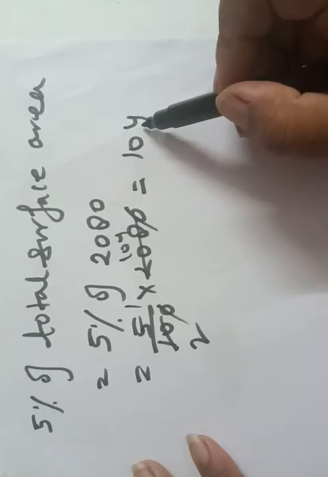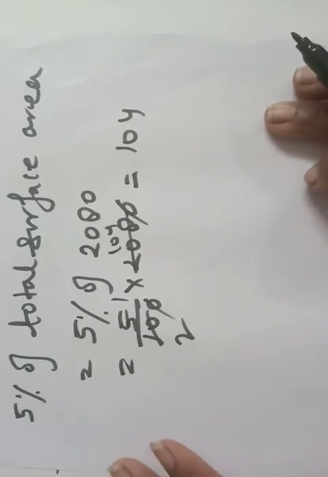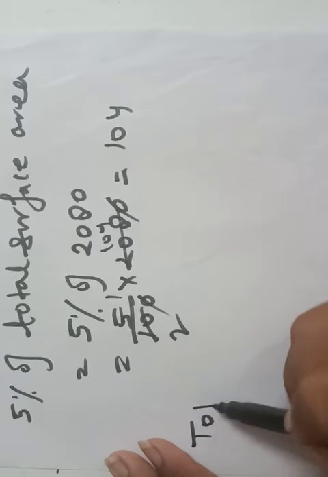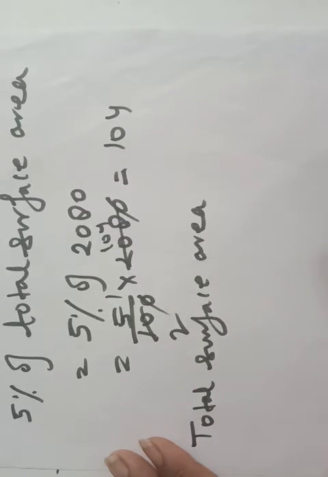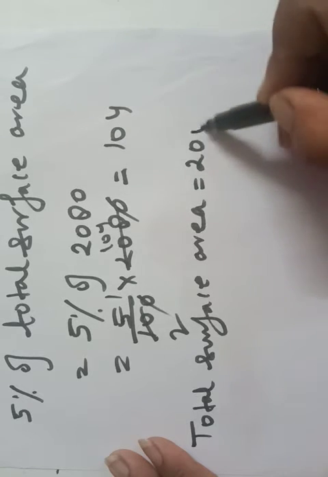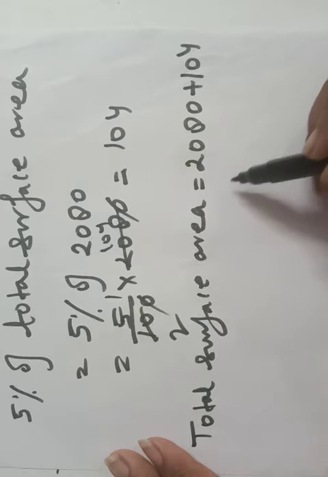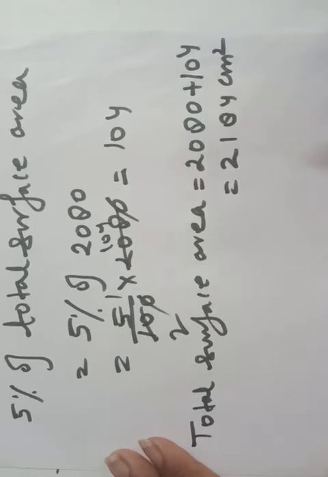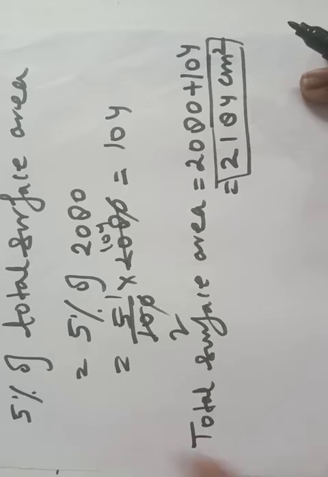Now we have to add this to the total one, so we get the total surface area with the extra for the overlap also. We have completed the total surface area by adding the overlaps also, that is equal to 2080 plus 5%, that is 104, and we get 2184 centimeter square. So this is the total surface area for the two boxes by adding overlaps also.